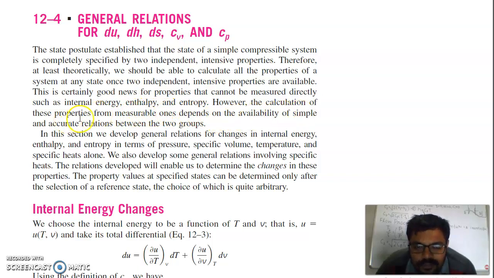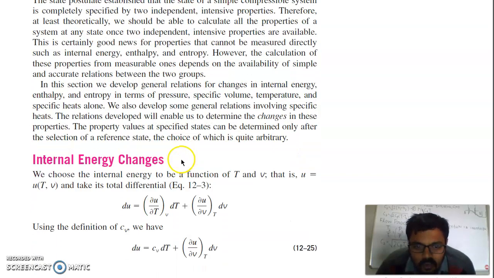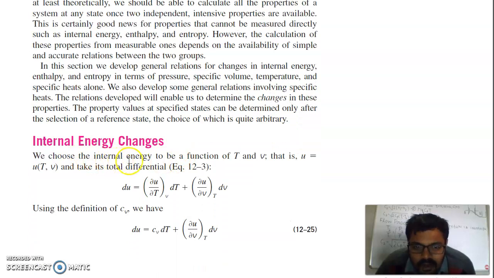However, the calculation of these properties from measured ones depends on the availability of simple and accurate relations between the two groups. So here, we choose the internal energy to be a function of temperature and volume, that is, u is a function of temperature and volume.